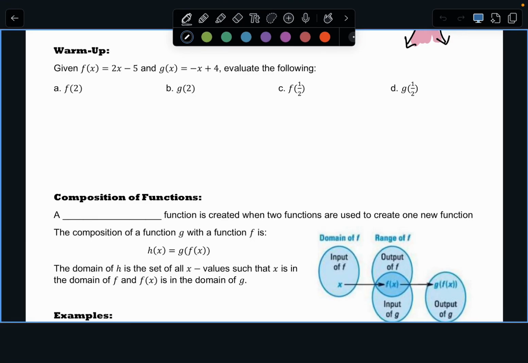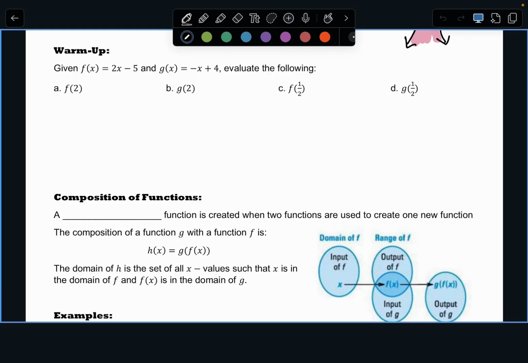Today we're going to be plugging functions into other functions, and we call those compositions. But before we plug functions into functions, let's make sure we can plug numbers into functions. So that's what our warm-up was.